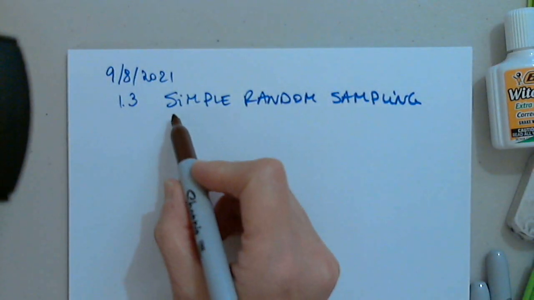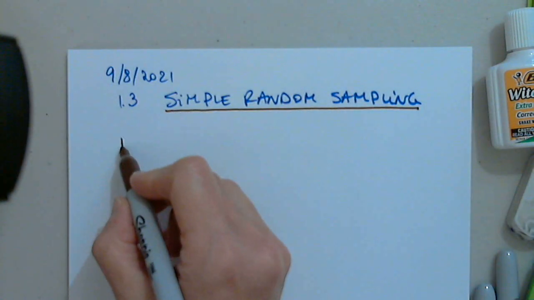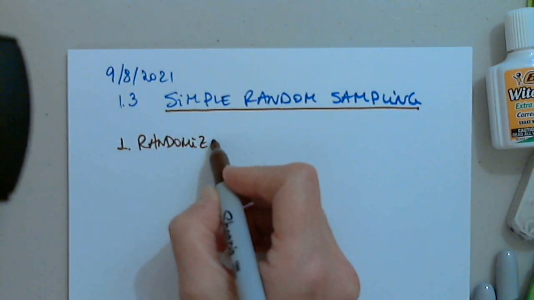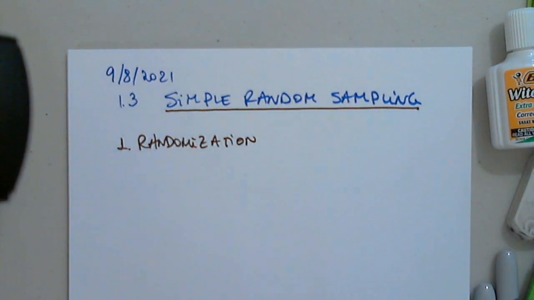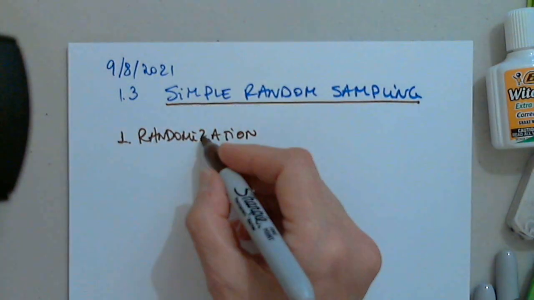So first of all, what is the simple random sampling? Number one, it uses randomization. I want to stop here for a second and talk about randomization.